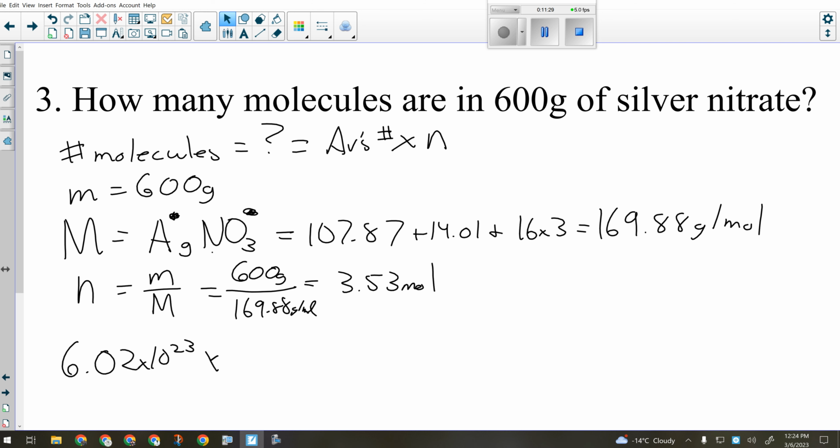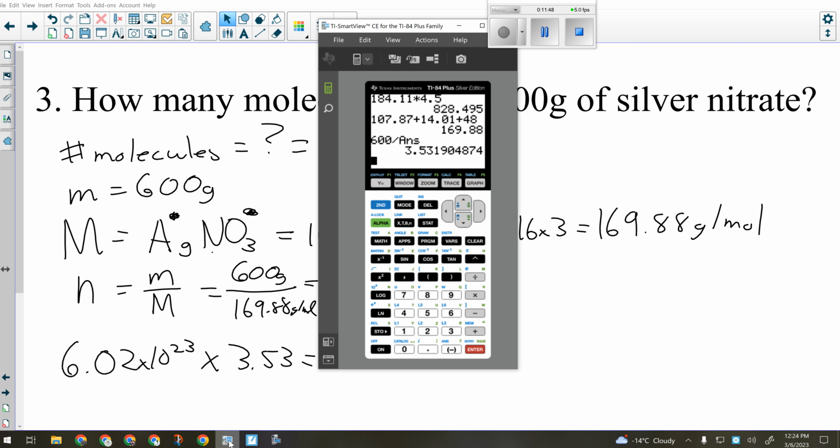That will get me the number of molecules. So that's 6.02 times 10 to the 23 times 3.53. Now, should I use this rounded value or should I use the big number that's in my calculator? The big number in my calculator. It's way more accurate. I want to use all these decimal places. Why? Because I'm multiplying by a huge number, and all those decimal places are going to play a part. If I round this off, I'm going to get a very different number than I should.